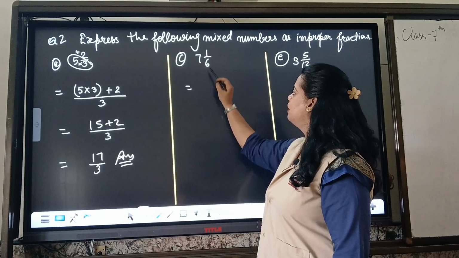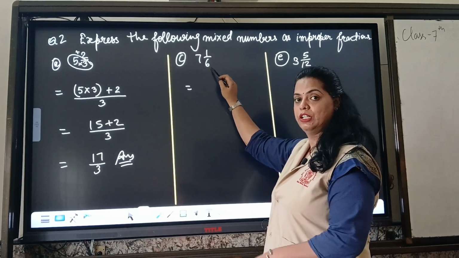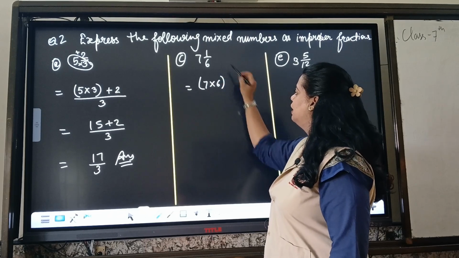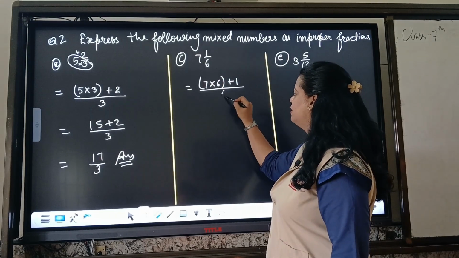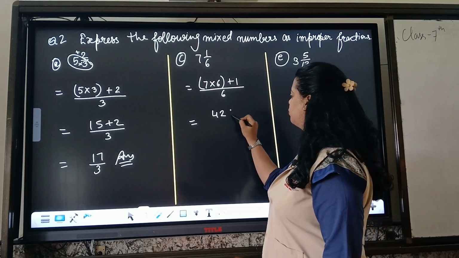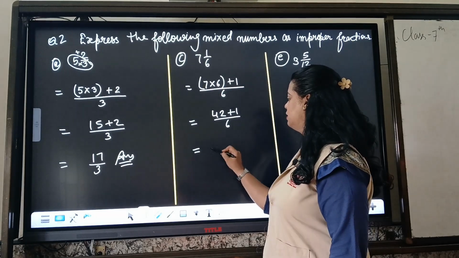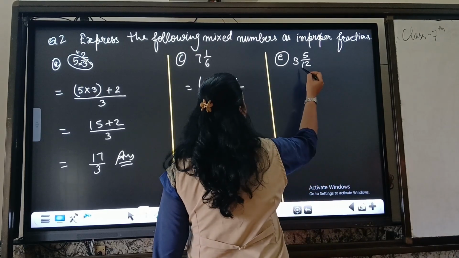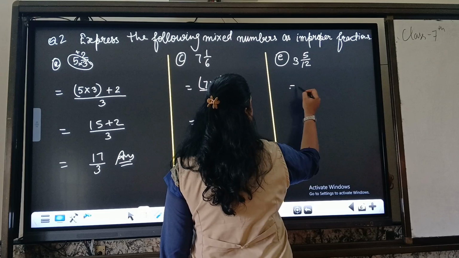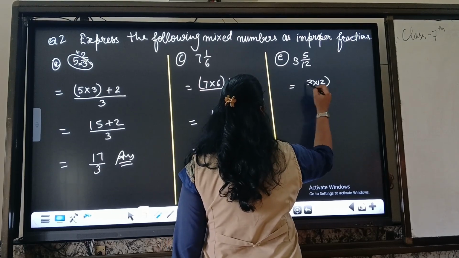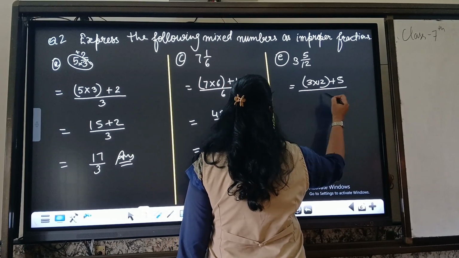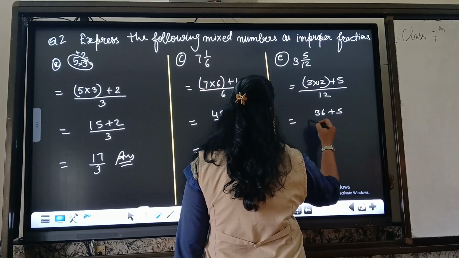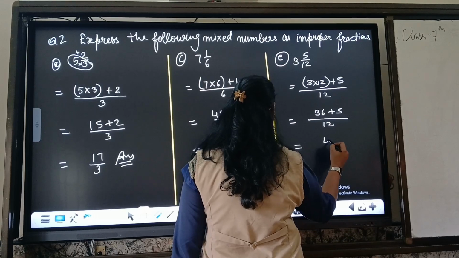Here, what do we have to multiply? 7 and 6, the whole number and the denominator will multiply. So we will multiply whole number and the denominator and then add the numerator, and denominator would be 6 only. 42 plus 1 upon 6, our answer is 43 upon 6. Now here, whole number and denominator we will multiply. So 3 into 12 plus 5 upon denominator. So it is 12 3s are 36 plus 5 upon 12. It is 41 upon 12.